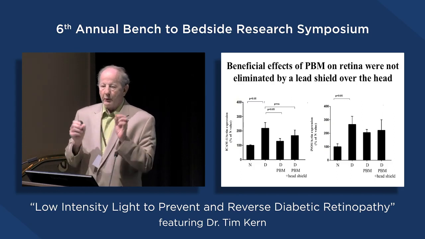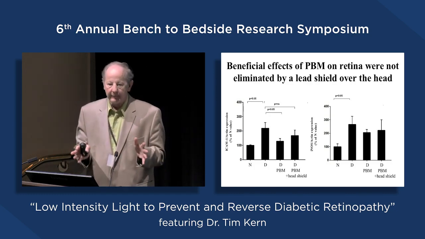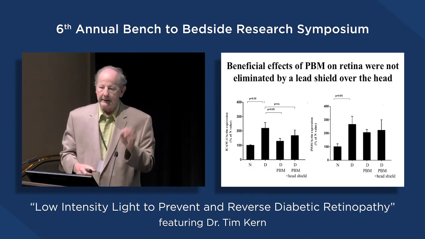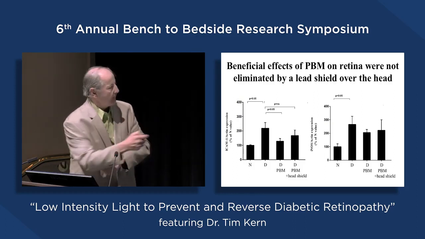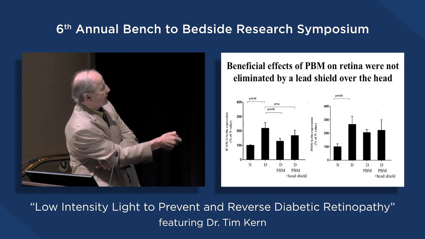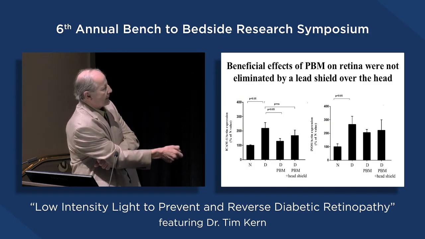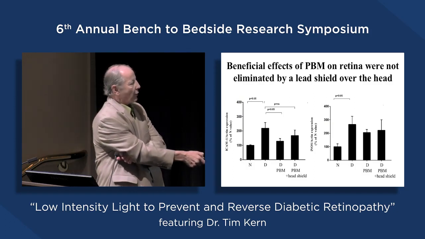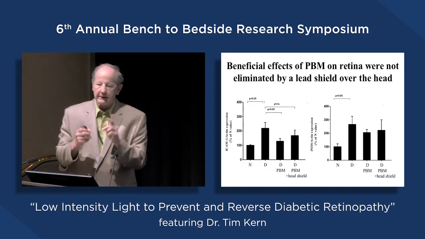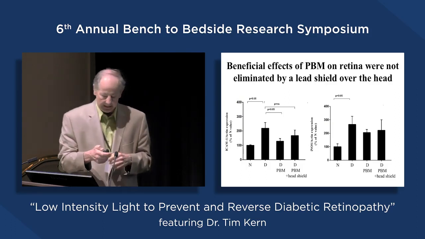The interesting thing is, though, we put a lead shield over the animal's head. So what we have basically is a tanning bed for mice. And we put a lead shield over their head so that the eye could not have any direct contact from the light. But what you can see here is the superoxide, again the controls, normal, diabetes significantly increased, light therapy to the whole body, including the eyes, had a significant effect. The lead shield over the head had no significant effect on the beneficial effect. So it looks like it's a systemic effect of the light therapy. It need not be a direct application to the eye.